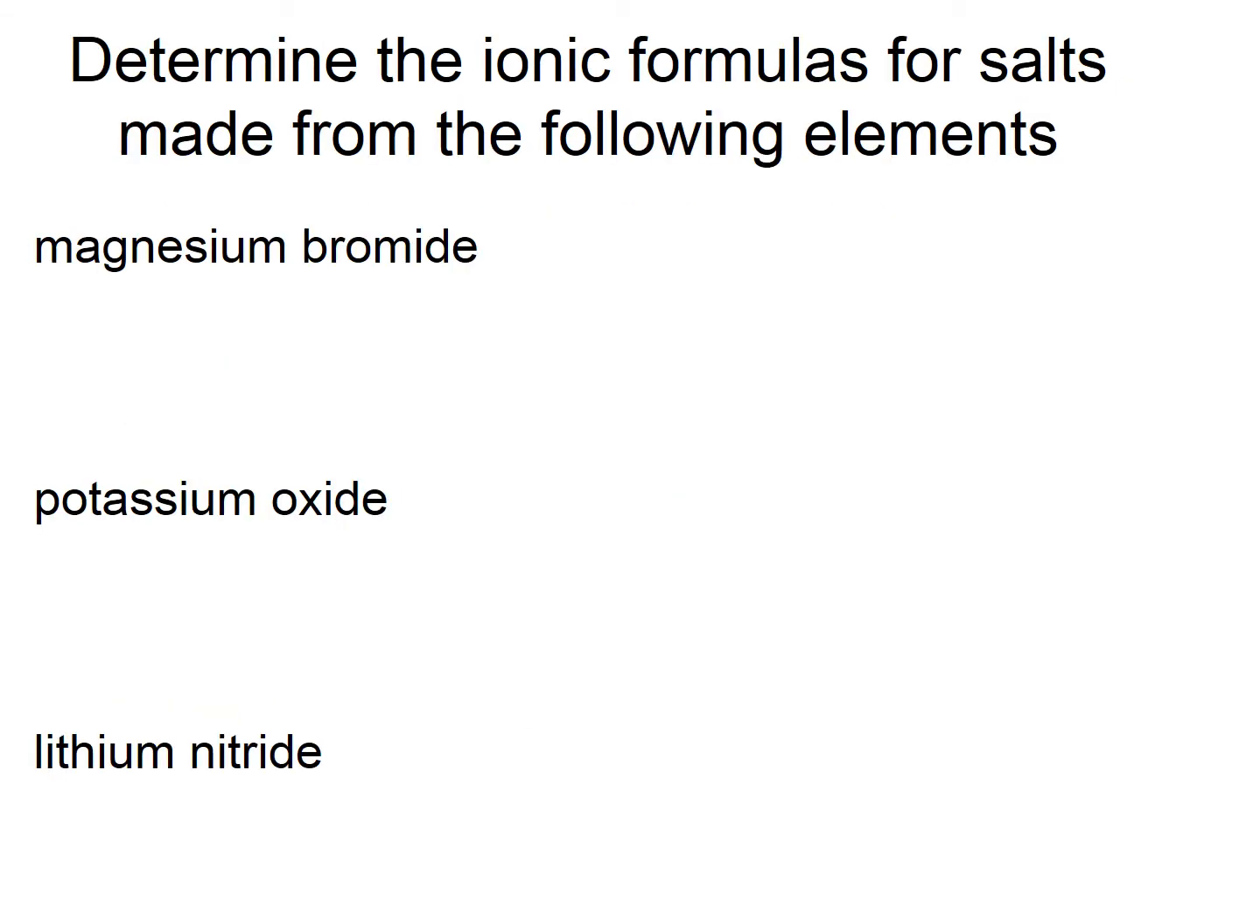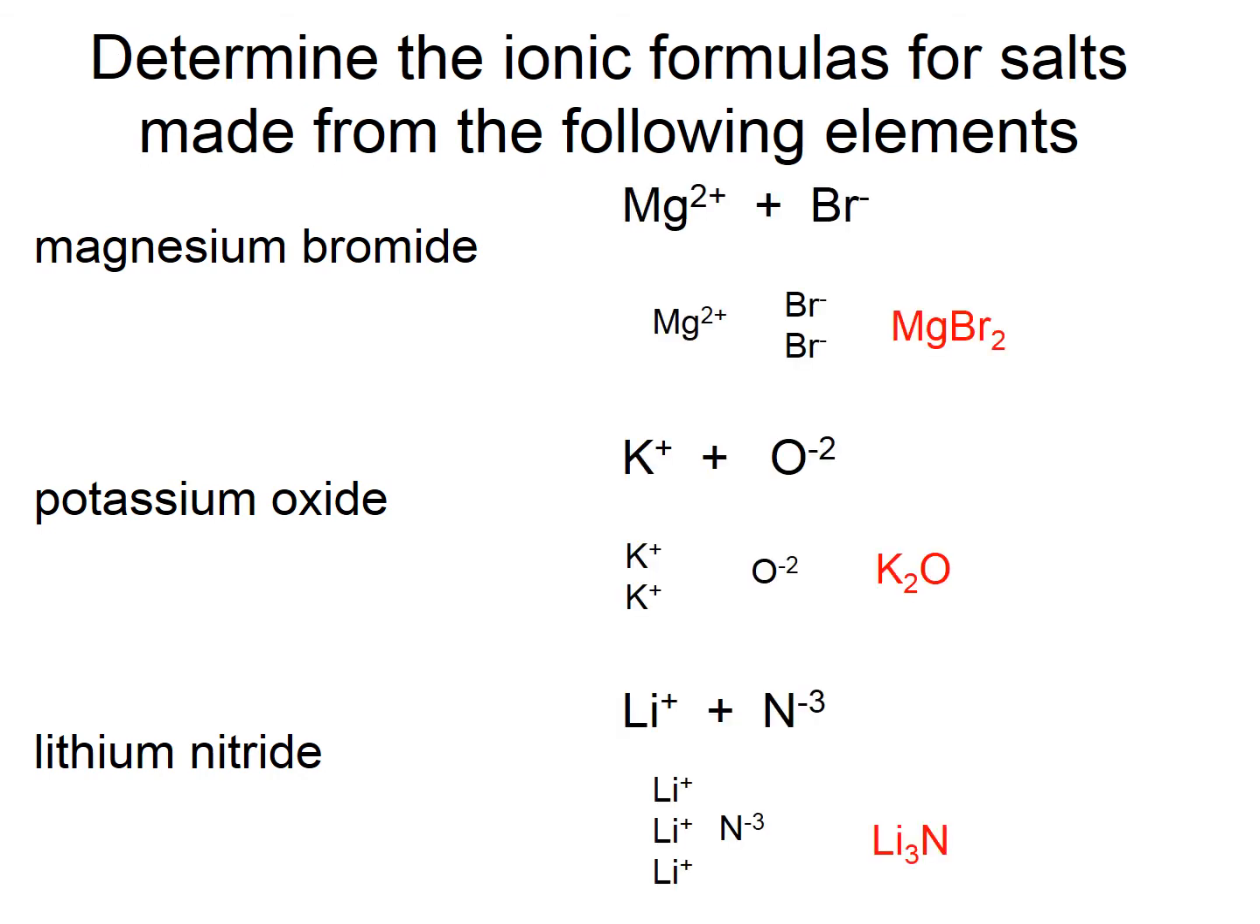Based on these names, determine the ionic charges on each of these ions, and then determine the stable ionic compound that will form. So we know that magnesium is a +2, and bromide is in group 7, so it would be a -1. So the formula should use 2 bromides, and so would be MgBr2.